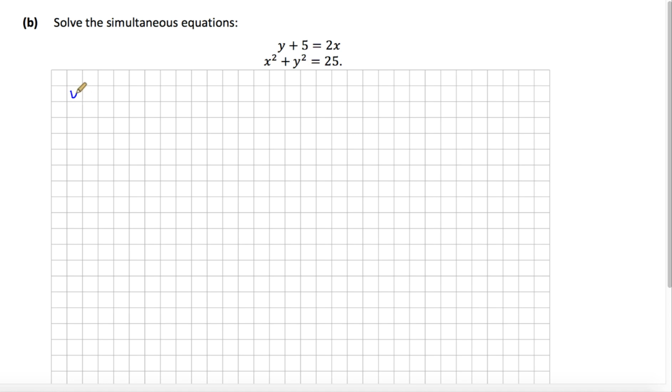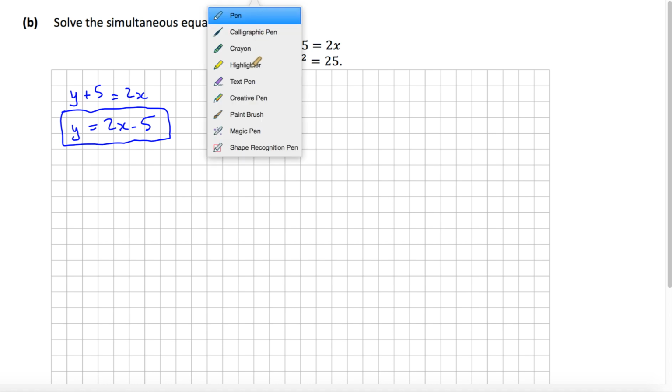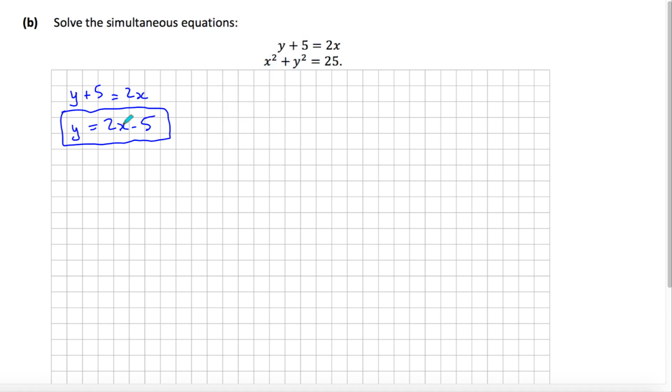So I'm going to rearrange y plus 5 equals 2x. I'm going to rearrange this to make y the subject. I could make x the subject, but I'll just move this 5 over and I get 2x minus 5. So I'm going to use that now. That's a value for y. y is equal to 2x minus 5. I'm going to substitute that into the second equation. In place of y, I'm going to put in 2x minus 5. So just to be clear, I'm putting this in here for y.